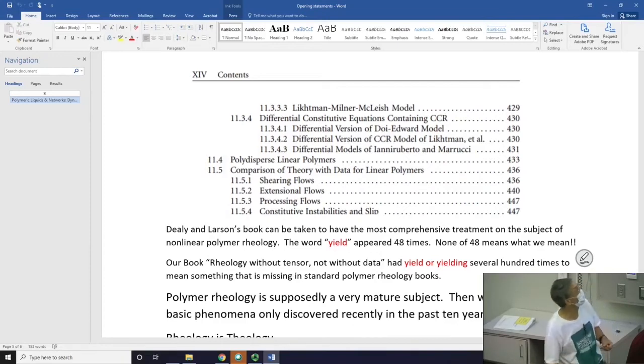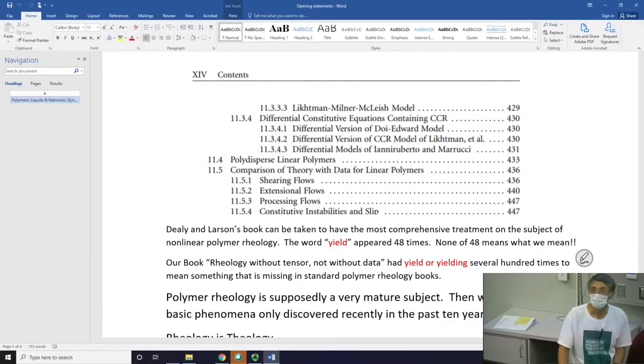Basically, in our book, I jokingly called it a book without tensor, but not without data. In other words, to speak about nonlinear rheology is so hard unless you have enough data. So this is a book full of data. There are 360 figures, something around that. And we used the word yield or yielding hundreds of times. And the very notion of this word is controversial.